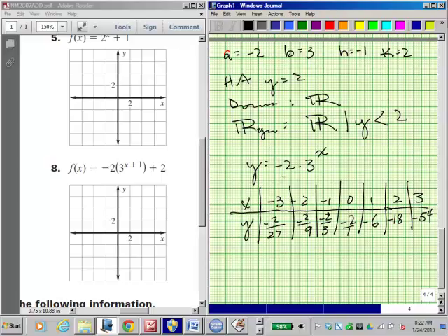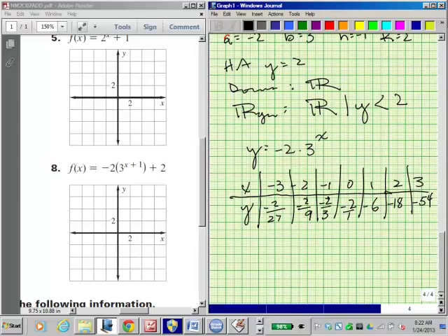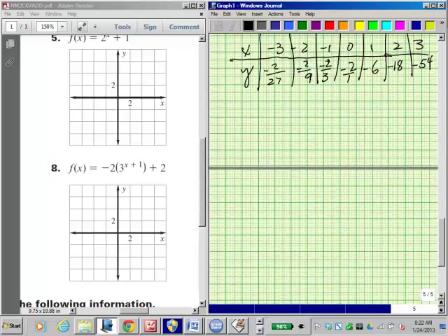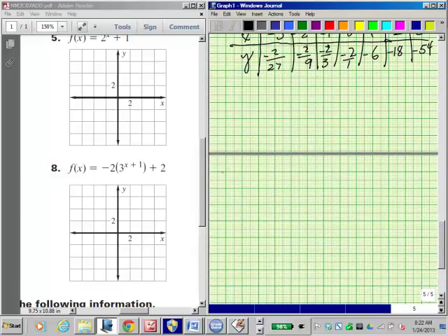Okay, so I'm doing negative 2 times 1 over 27, negative 2 over 27, negative 2 times 1 over 9, negative 2 over 9, negative 2 times 1 over 3, so that should be negative 2 over 3, negative 2 times 1, that's negative 2, negative 2 times 3, negative 6, negative 2 times 9, negative 18, negative 2 times 27, negative 54. Okay? All right. How many of these points can we actually plot? Well, let's see what we can do here. I'll put this here. Everything's negative.